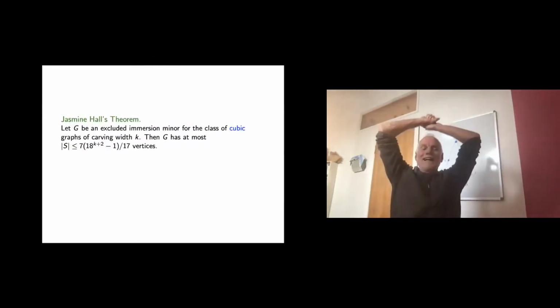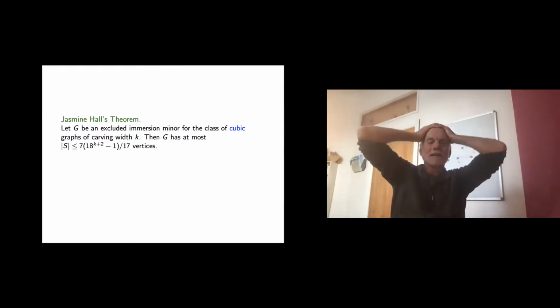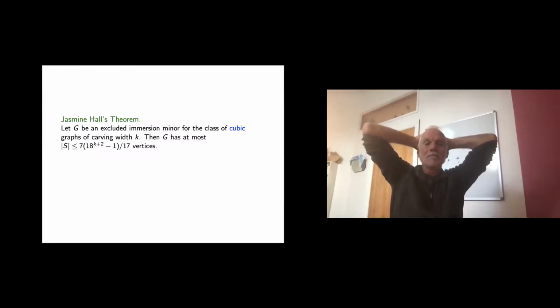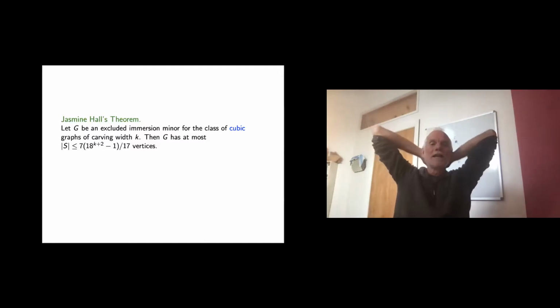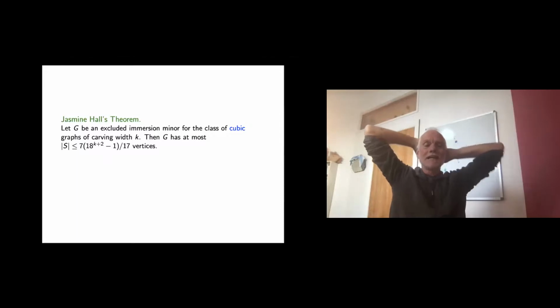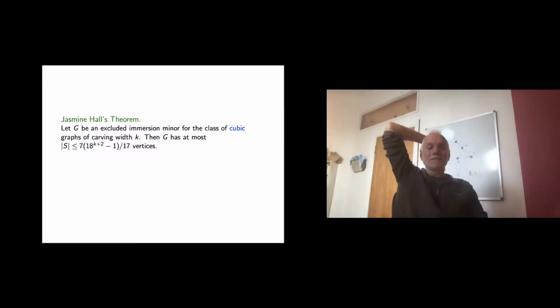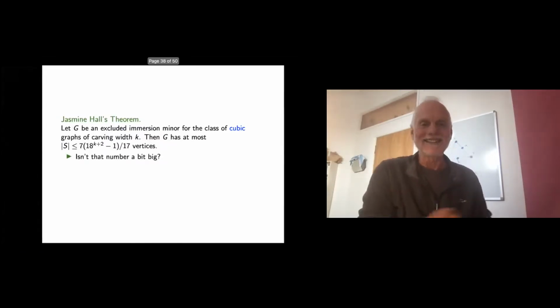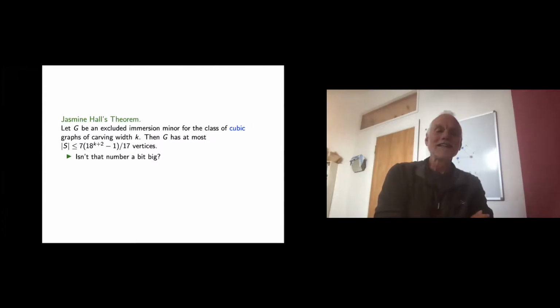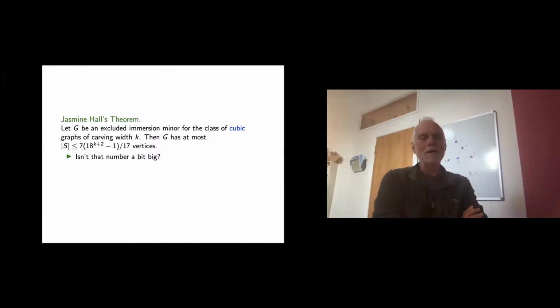So Jasmine Hall has been doing a PhD with me and eventually proved this theorem: if I give you an excluded immersion minor for the class of cubic graphs of carving width k, remember carving width is just branch width for edge connectivity of graphs, then G has at most that many vertices. So, well, okay, good on you, Jasmine, but that number's pretty big. But it was the best that we could come up with.